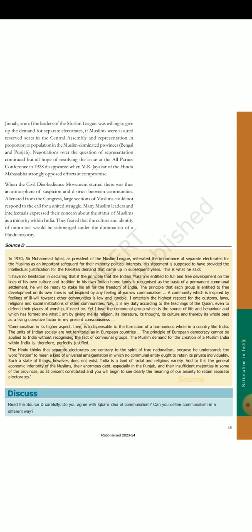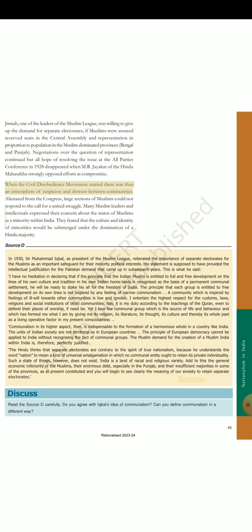Jinnah, one of the leaders of the Muslim League, was willing to give up the demand for separate electorates if Muslims were assured reserved seats in the Central Assembly and representation in proportion to population in the Muslim-dominated provinces, Bengal and Punjab. Negotiations over the question of representation continued, but all hope of resolving the issue at the All-Parties Conference in 1928 disappeared when Mr. Jayakar of the Hindu Mahasabha strongly opposed efforts at compromise.